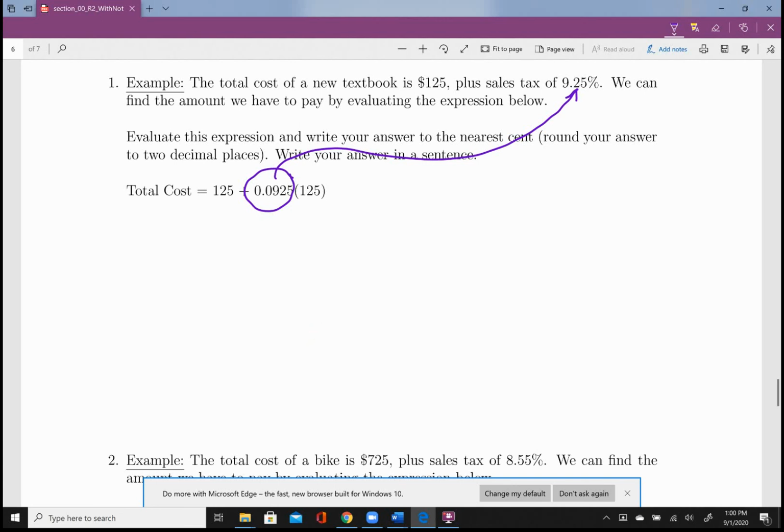So let me go ahead and calculate this for you. 0.0925 times 125. Hold on, or I could do this another way. 1.0925 times... Sorry, you're overhearing my calculations here. We're going to write this to the nearest cent. So you should get $136.56.